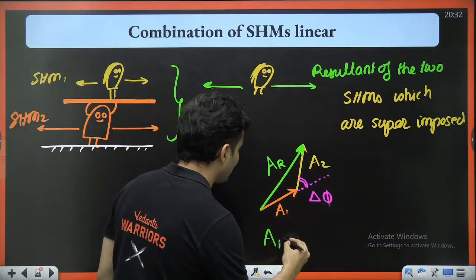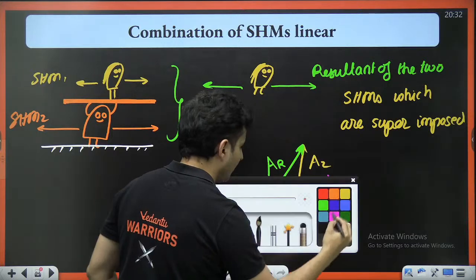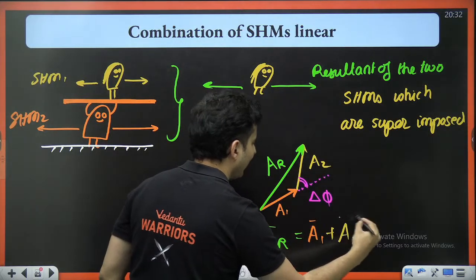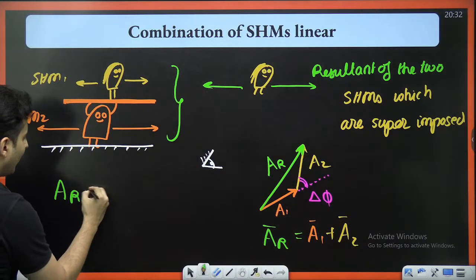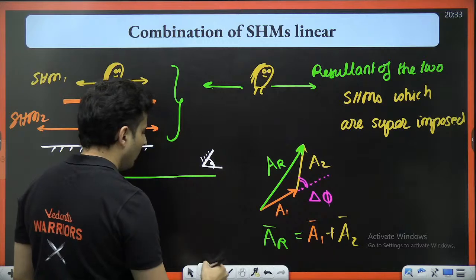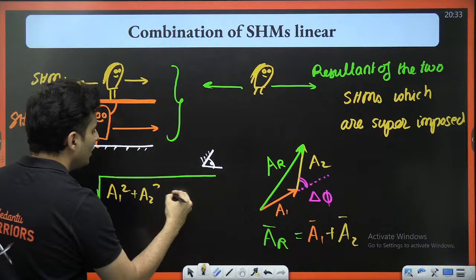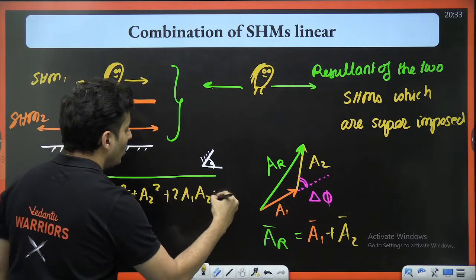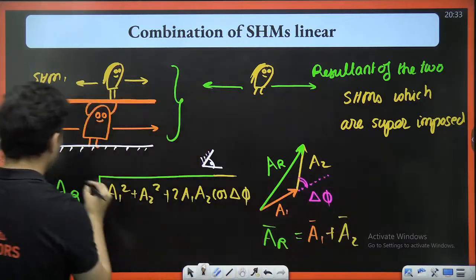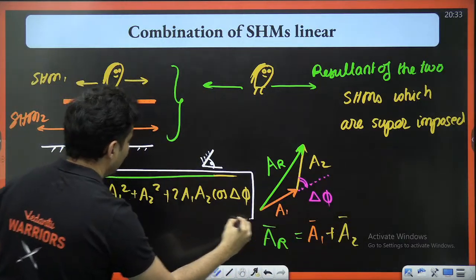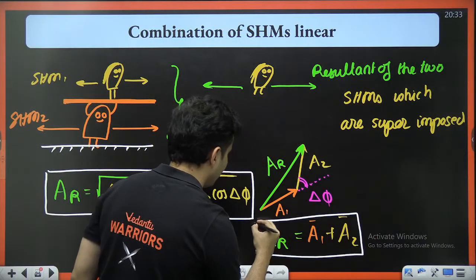So you can just write this. AR vector is nothing but A1 vector plus A2 vector. So strictly speaking, the magnitude of AR is root of A1 square plus A2 square plus 2A1 A2 cos del phi. This is the formula for finding the resultant of the phasors.